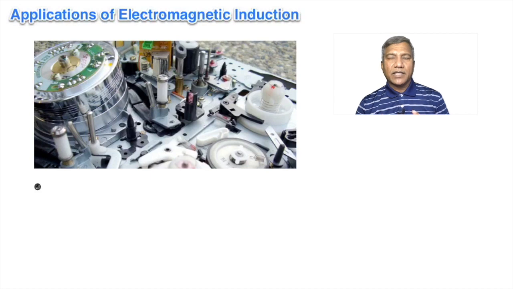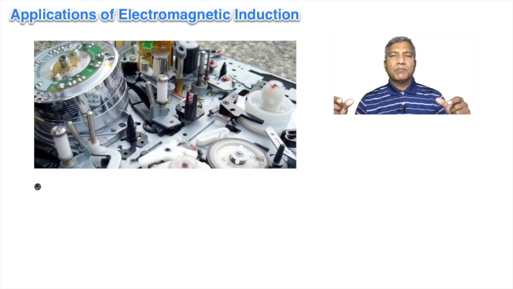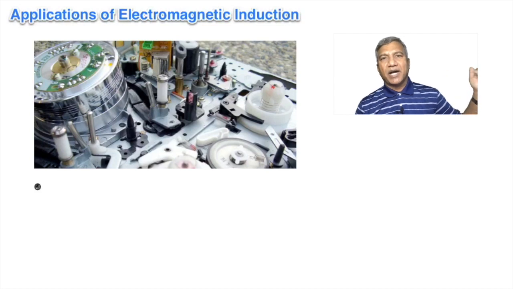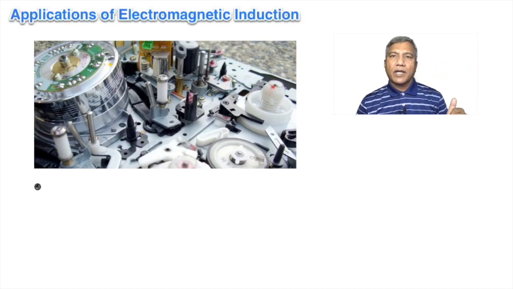Here is an application of electromagnetic induction that is used in recording audio and video onto magnetic tapes. So basically, a magnetic tape has iron oxide deposited on it, which is a ferromagnetic material. And the playhead or the recording head receives changing currents from a microphone. And so the magnetic field fluctuates.